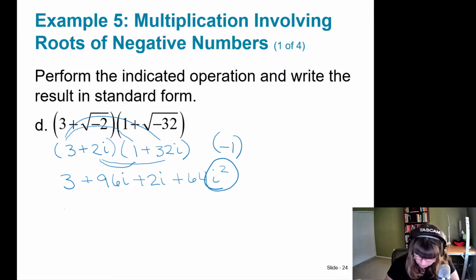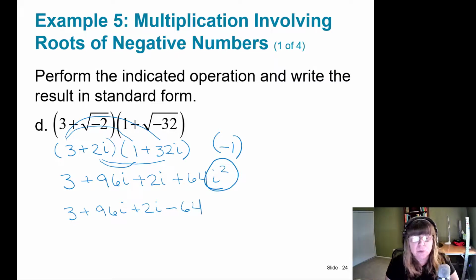Okay, here's my problem. 3 plus 96i plus 2i minus 64. I'm going to add the real parts together. I'm going to add the imaginary parts together. 3 minus 64 is negative 61. And 96 plus 2 is 98i.